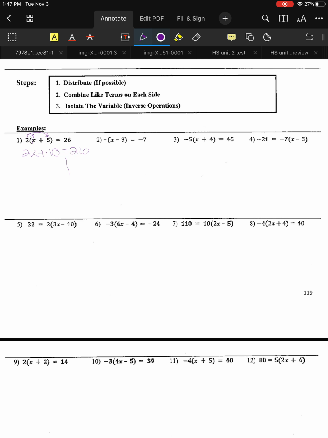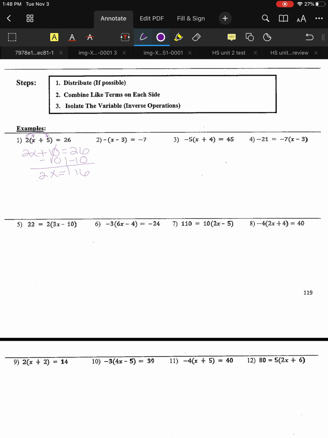There's nothing I can combine together on the left-hand side, so I'm going to get my constant of 10 over to the constant of 26, doing our inverse operations. The opposite of adding 10 is to subtract 10. Whatever you do to the left, you do to the right. I now have 2x equals 16.